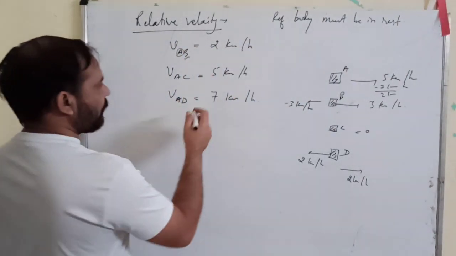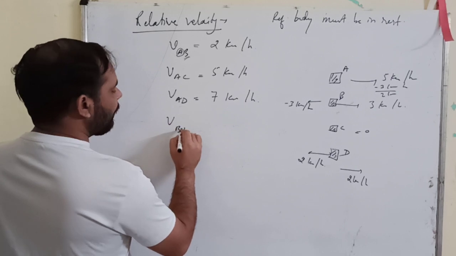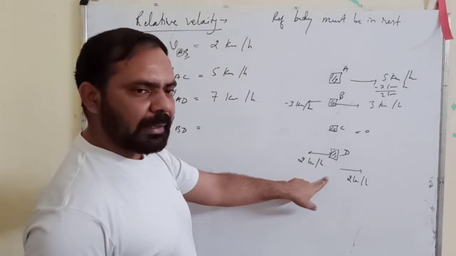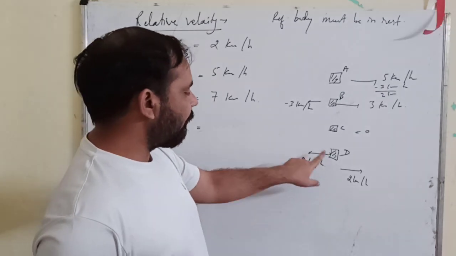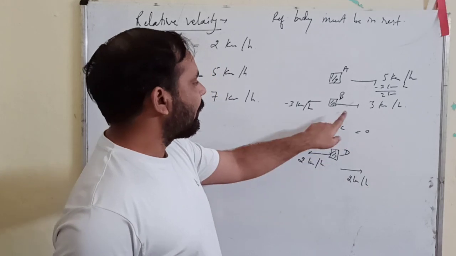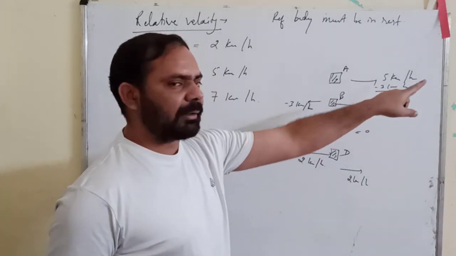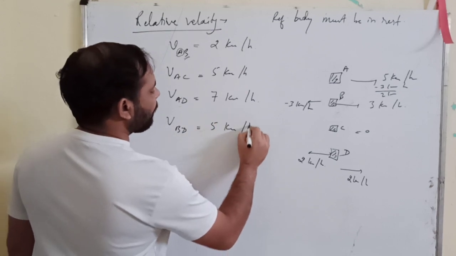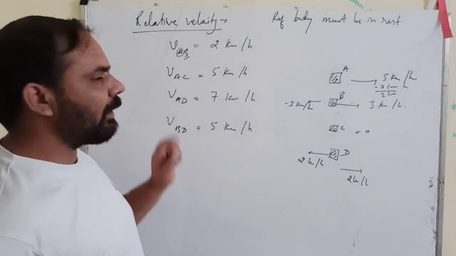Then only you can find out the velocity. Now suppose I want to find out VBD, the relative velocity of B with respect to D, right? So now I will have to bring D to the state of rest. So 2 km per hour in that direction. It is already having 3 km per hour in that direction. So 5 km per hour. Yes, good, 5 km per hour is VBD.